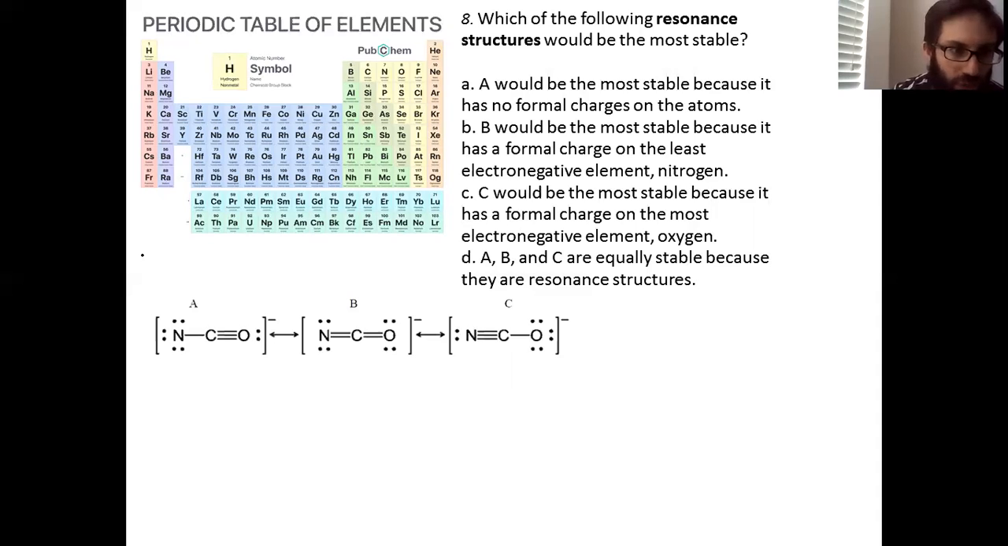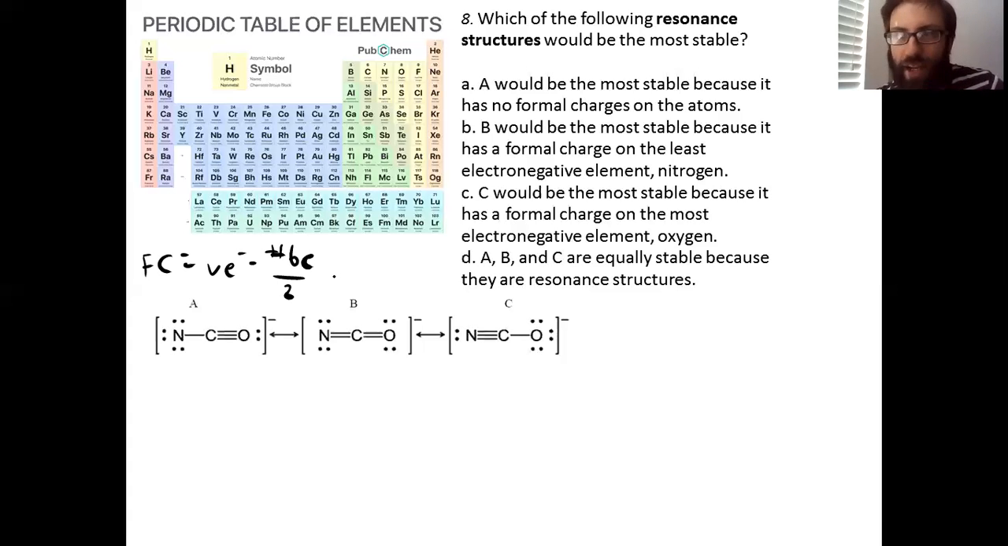How do you calculate formal charges? Formal charge, FC, just to remind you, is the number of valence electrons minus the number of bonding electrons divided by 2, because each atom is sharing a bond. It's a covalent bond, so they get half of those electrons. And then minus the number of lone pair electrons. Okay? And so let's just do one explicitly here.